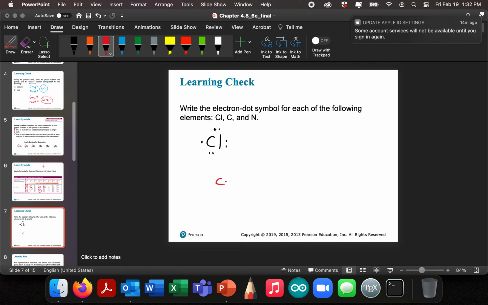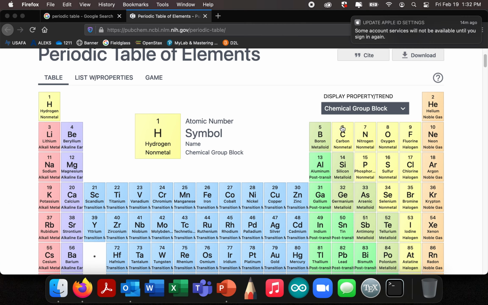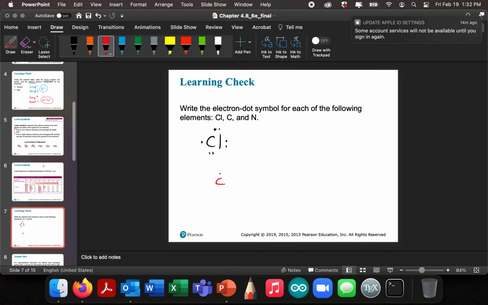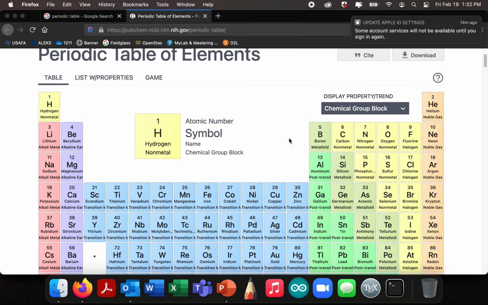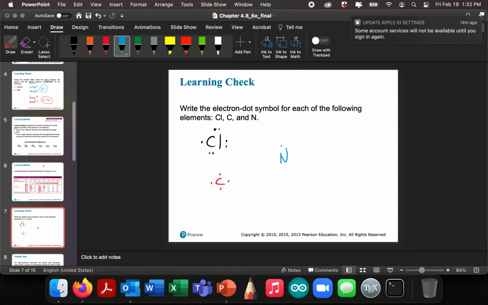Carbon is in group 4, right? 1, 2, 3, 4. So carbon's got 4. We'll make my dots a little bit bigger. And let's go with nitrogen, which is in group 5. 1, 2, 3, 4, 5. Nitrogen, group 5. All right, and those are the electron dot symbols for each of the following elements. In our next conversation, we'll talk about what implications these structures have on their properties.